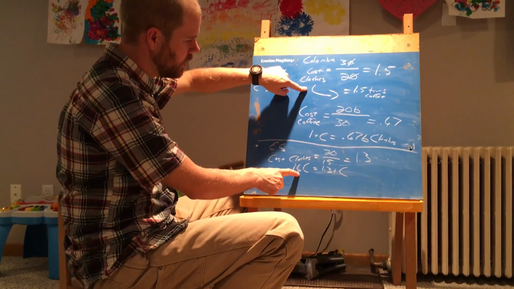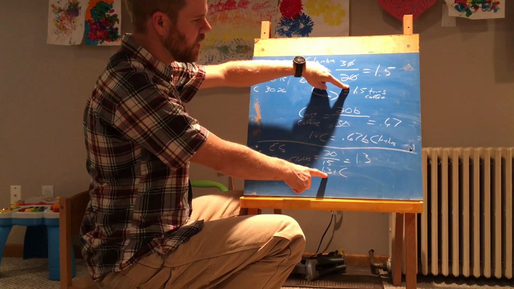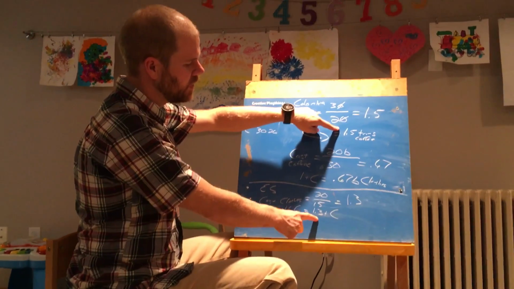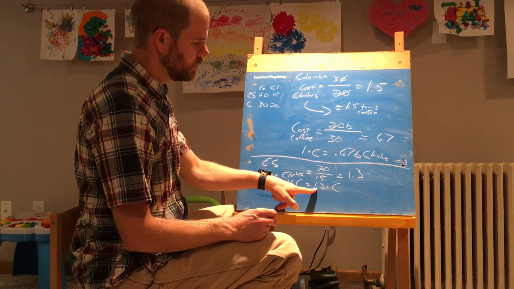And this is what they give up. So this is their cost, their opportunity cost of making clothes. How much coffee did they give up? So El Salvador gives up 1.3 tons of coffee.